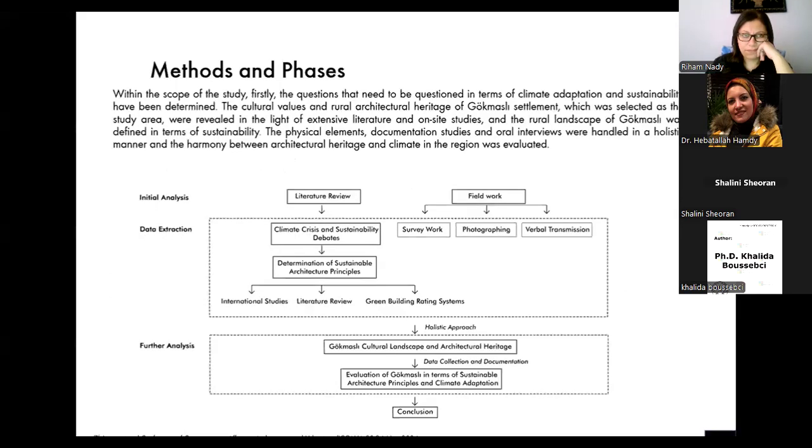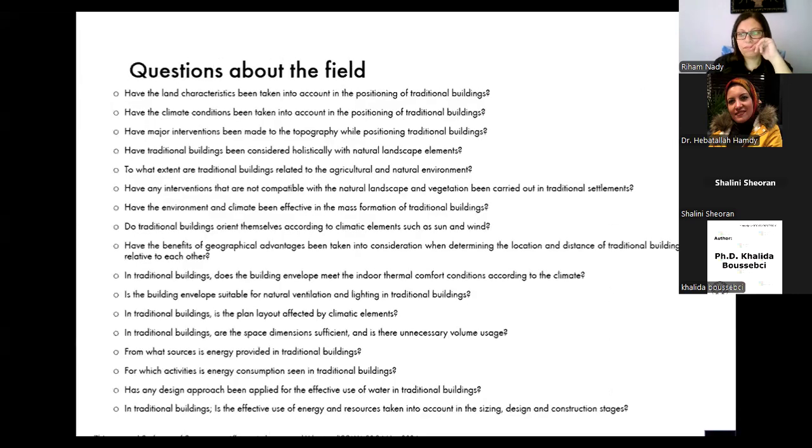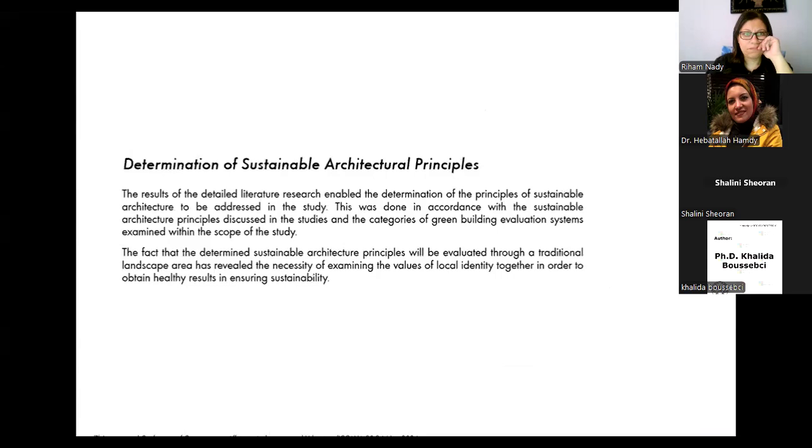Within the scope of the study, first the questions that need to be questioned in terms of climate adaptation and sustainability have been determined. The cultural values and rural architectural heritage of Gökmense settlement, which was selected as the study area, were revealed in the light of extensive literature and on-site studies. And the rural landscape of Gökmense was defined in terms of sustainability. On this page, we can see the questions about the field.